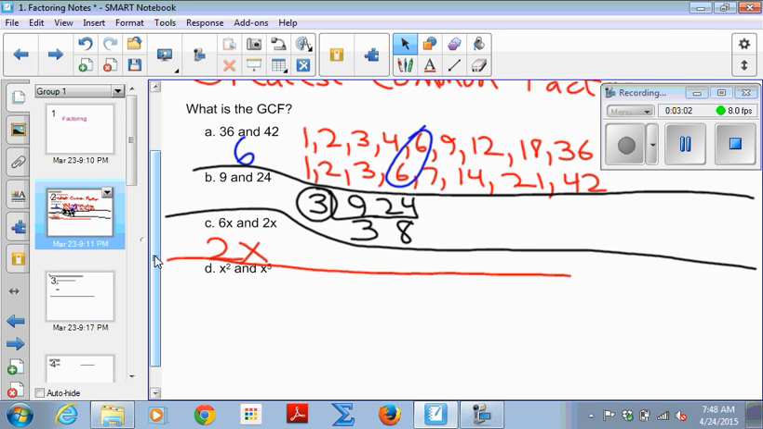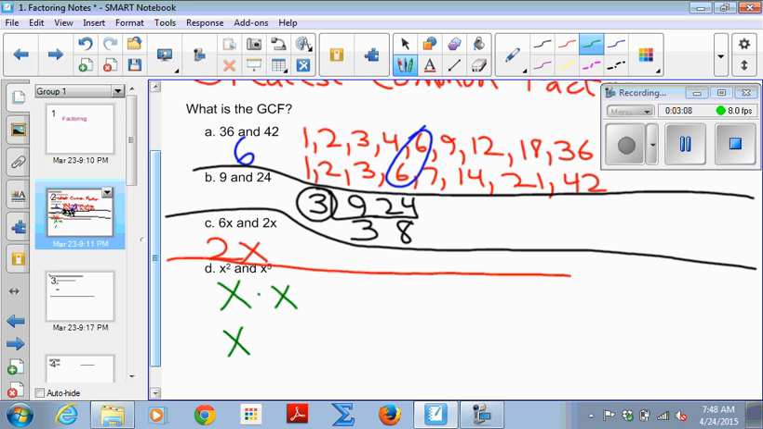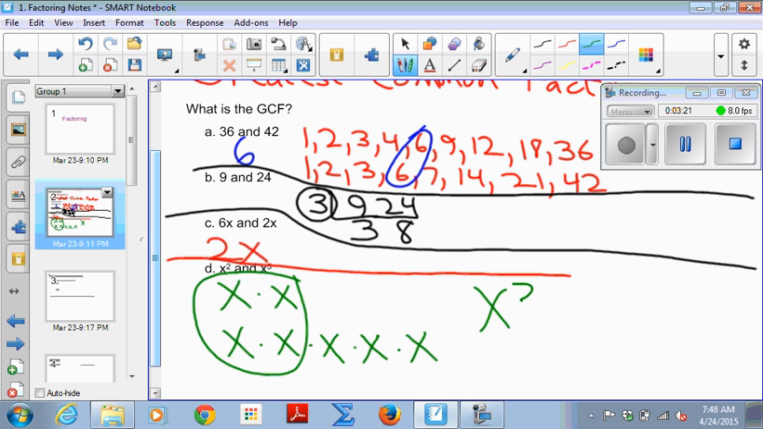And then for x squared, x to the 5th, what we could do, we could list them out. X squared is x times x. X to the 5th is x times x times x times x times x. They each have 2 x's in them. Okay? So they each have x to the 2nd power. That's your greatest common factor of those two.